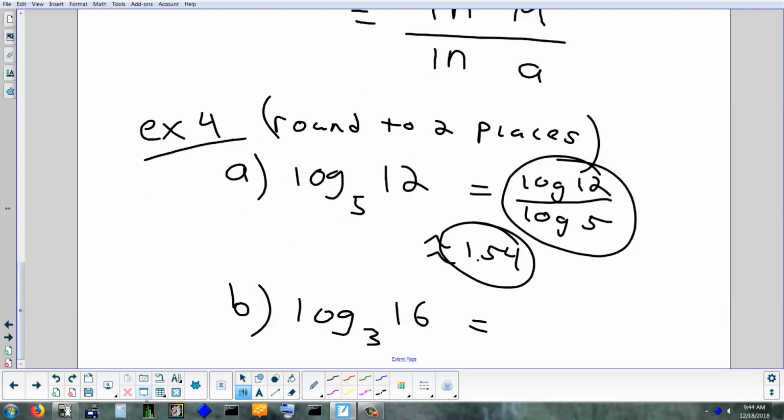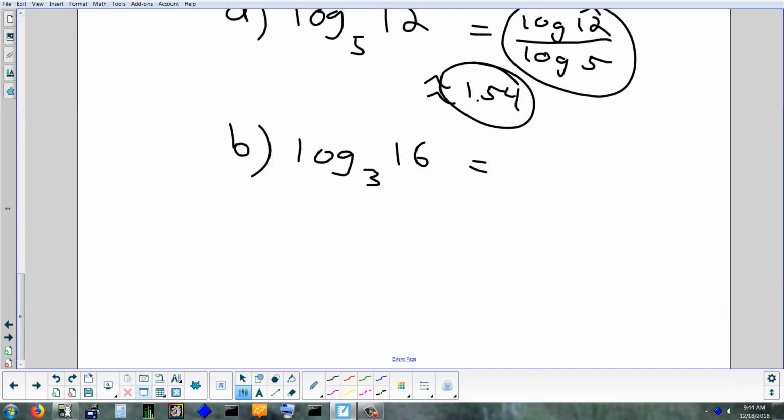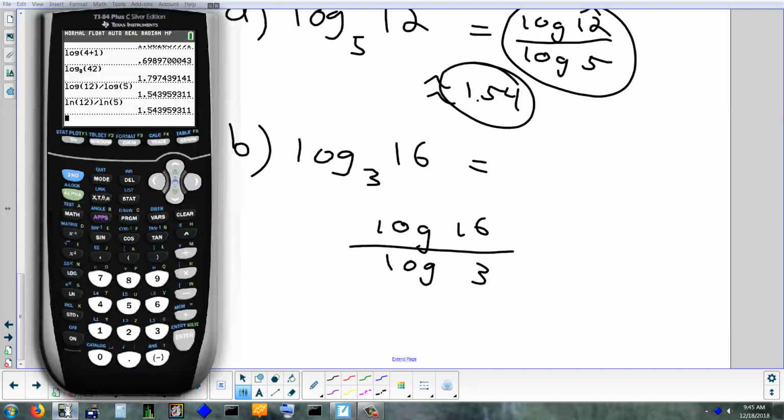All right, and let's try this one. Dylan, can you tell me how I would rewrite that one? Log 16 over log 3. Now he just said log, so what base is he using? 10. He's using 10. If he had said ln, he'd be using e. Doesn't matter which one you use. Log 16 divided by log 3, and that's the correct answer, 2.52.